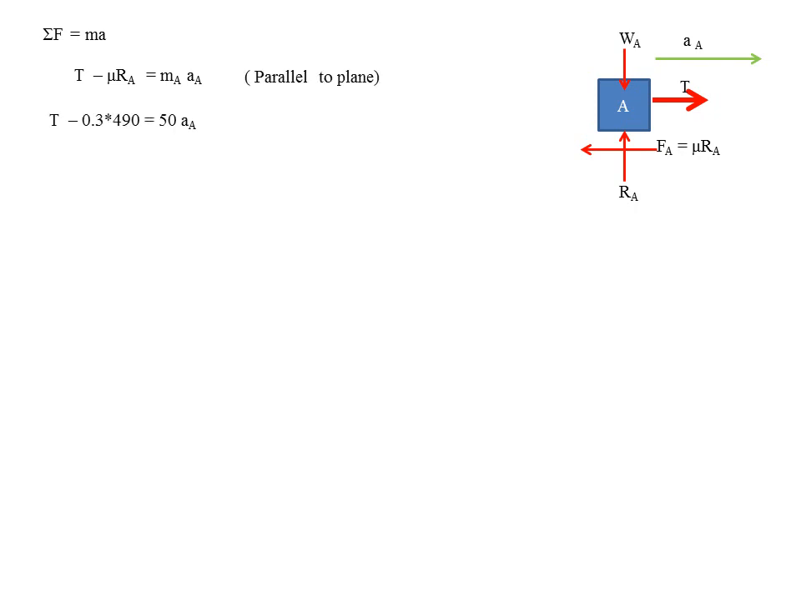Now I am redrawing the free body diagram of A here again. It is the same as in the previous slide. Now the resultant force in a particular direction is equal to mass into acceleration in that direction. Now T minus mu RA. T is positive, since T is in the direction of acceleration, and mu RA or FA is in the opposite direction. That's why T minus mu RA equal to mass of block A into acceleration of block A. So MA into A. What is MA? MA we know.